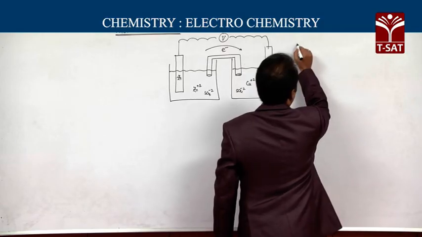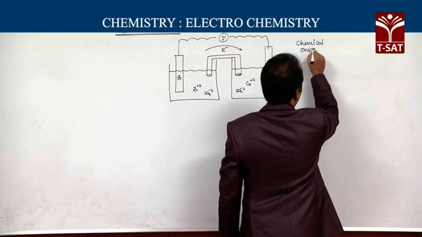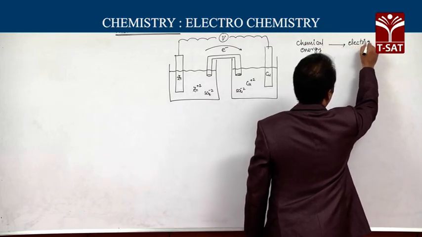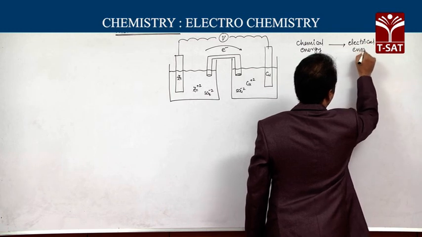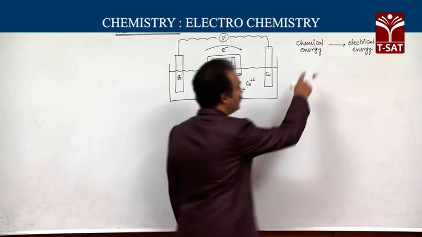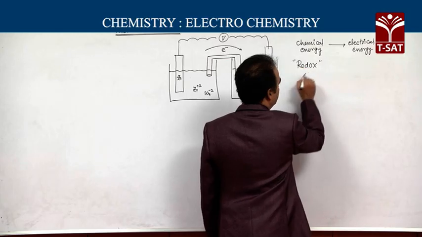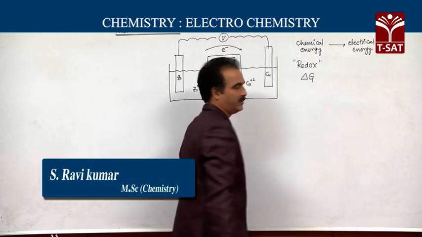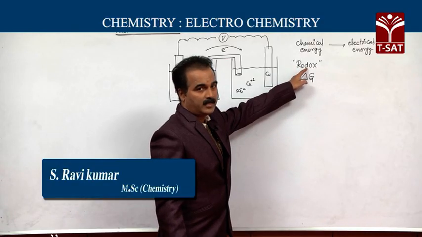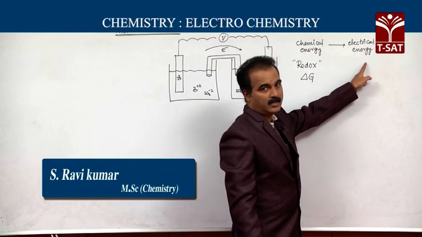In any electrochemical cell, the chemical energy involved in the reaction converts into electrical energy. The chemical energy involved in a redox change is nothing but free energy change. This free energy change involved in the redox reaction, that is called chemical energy, converts into electrical energy.